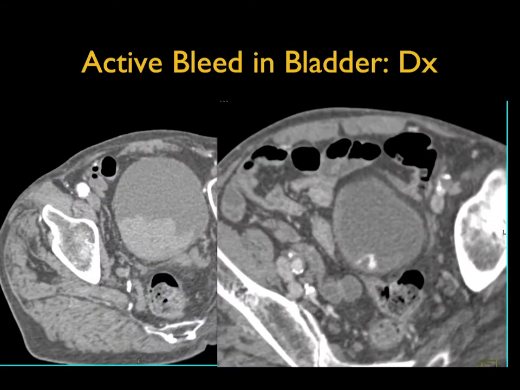So if you have a study and you do early phase or non-contrast, you may see high density. That's blood in the bladder. Now that could be from the kidneys through the ureters, but there it is on the arterial.